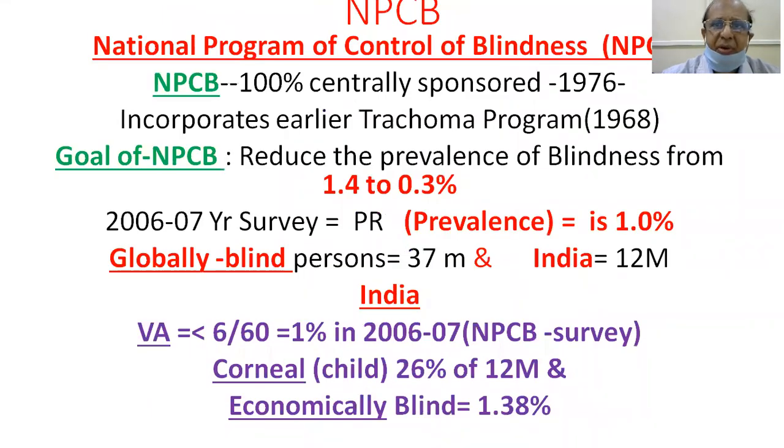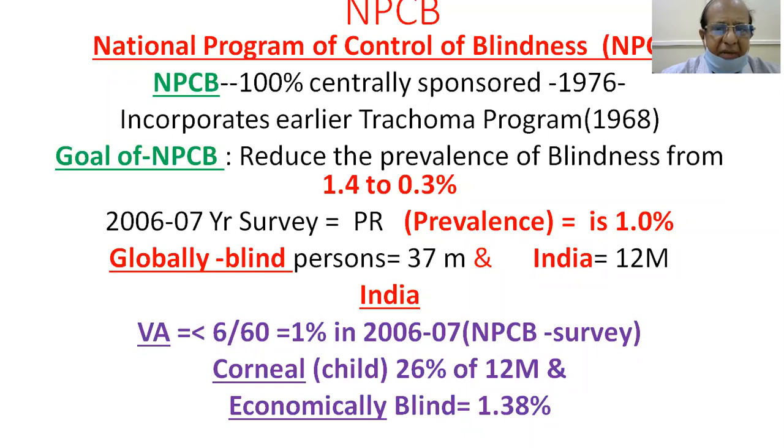National Programme for Control of Blindness. It is 100% centrally sponsored, established in 1976. It incorporates the earlier trachoma program. Initially the trachoma program was in 1968, later NPCB in 1976, so the trachoma program is merged with the NPCB. Goal of NPCB: reduce the prevalence of blindness from 1.4 to 0.3%. So our national goal is 0.3% prevalence of blindness, and the present rate is 1.4. It should be reduced. In the 2006-07 survey, prevalence is 1%, so it is reduced in 2006.